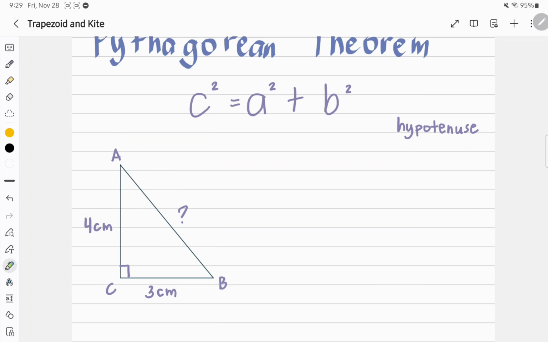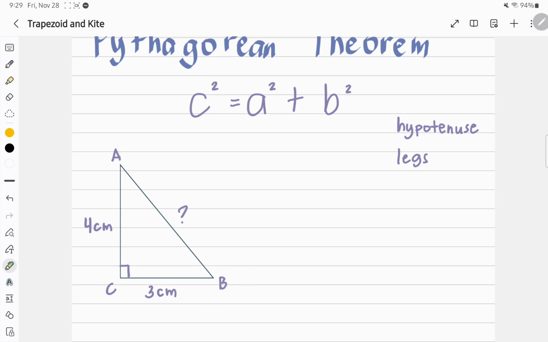Now, may isa pa tayong kailangan i-identify. That will be the legs of the right triangle. Now, the legs of the right triangle naman po are the non-hypotenuse side. So, again, tingin lang ulit sa right angle. Kung ano yung side na nagme-made up ng ating right angle, those are the legs of the right triangle. So, the legs of this one is AC and BC.